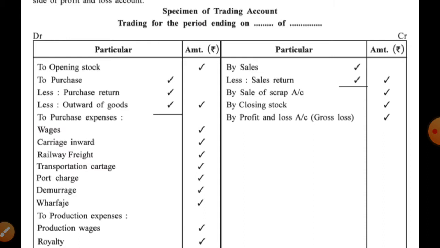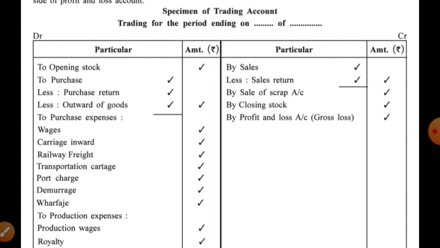Last entry of the profit and loss account is gross loss. It means if the difference comes on the credit side, the total of the debit side is more and the difference comes on the credit side, then it is gross loss. It means expense is more compared to income, and this amount of gross loss will be transferred to the profit and loss account.